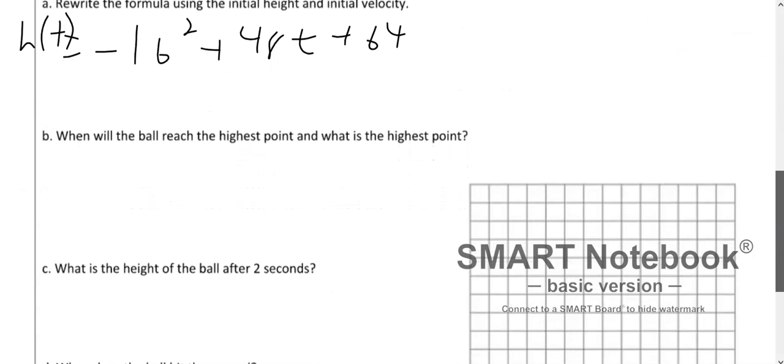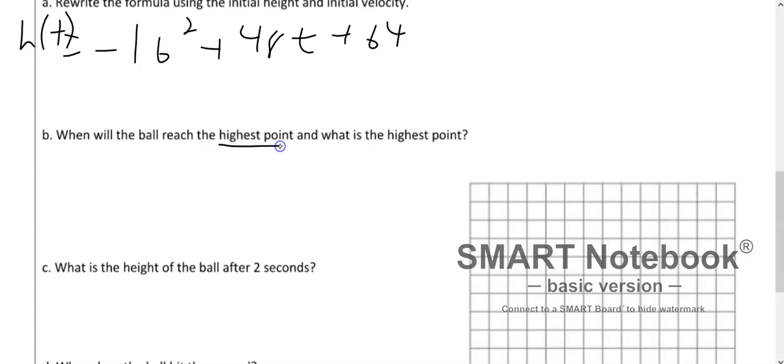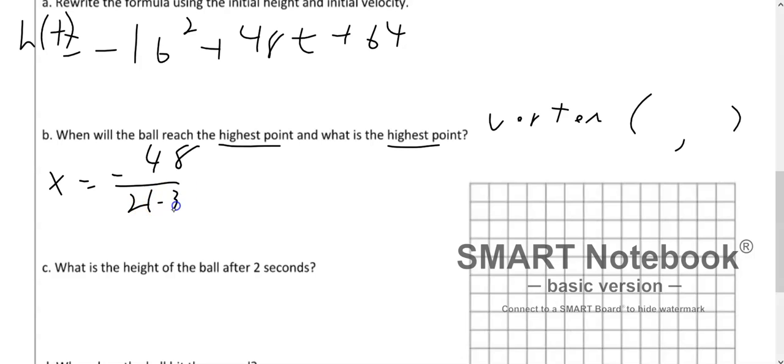When will the ball reach the highest point? When you see the words highest point, what is the highest point? That is the vertex. So x comma y. We get the x coordinate from doing the opposite of b over 2a. That's a 1 there. So that's negative 48 divided by negative 32, which is 1.5. So that means in 1.5 seconds, it hits the highest point.